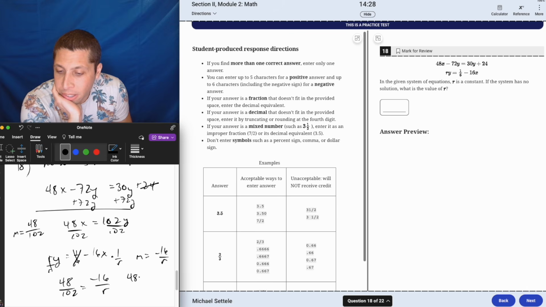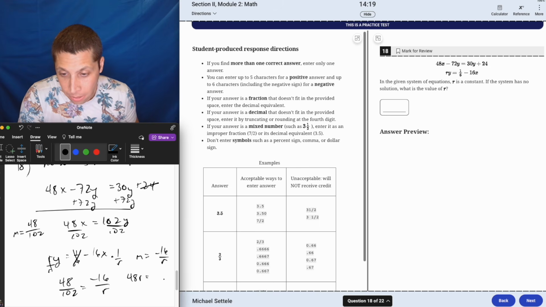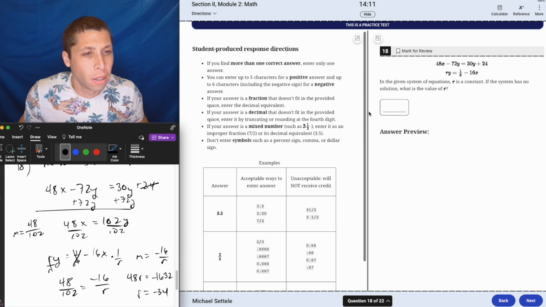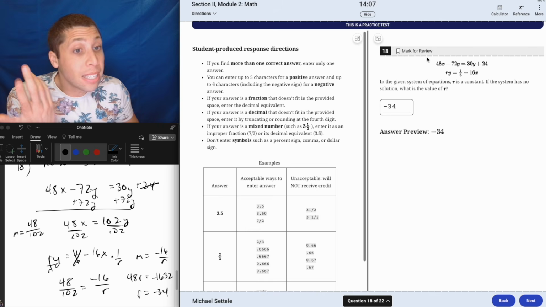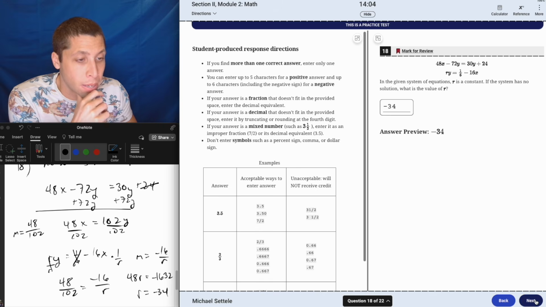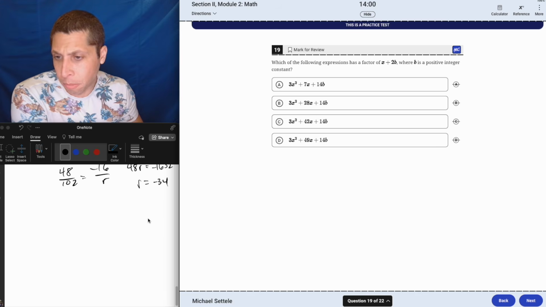So 48r equals negative 16 times 102, negative 1632, divide by 48, and we get r is negative 34. Cool, and I can check this later also by typing in Desmos and seeing if they're genuinely parallel. Easy. Now some of you might want to do that, knowing that you're not going to do well on some of these later questions. You might want to just do that now.